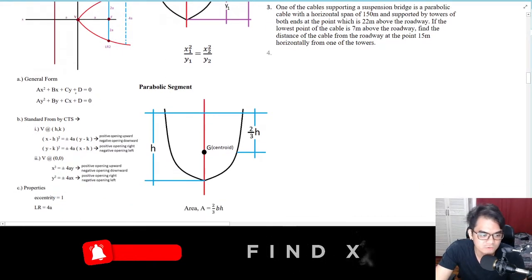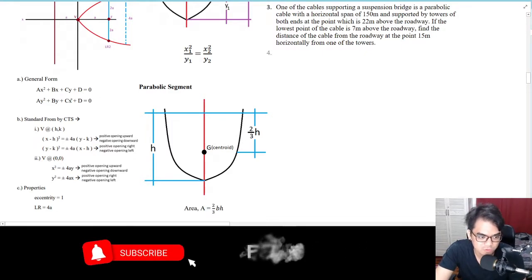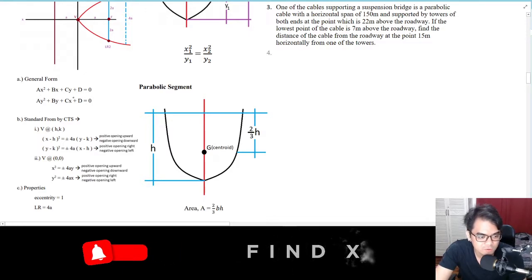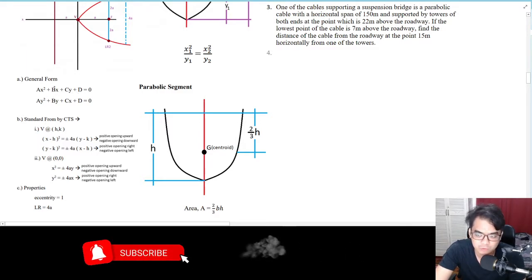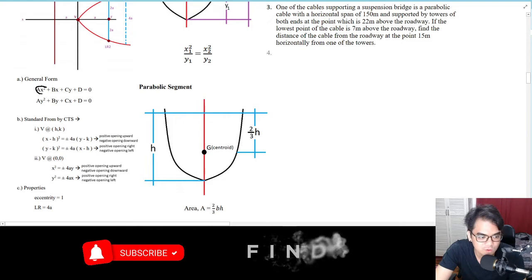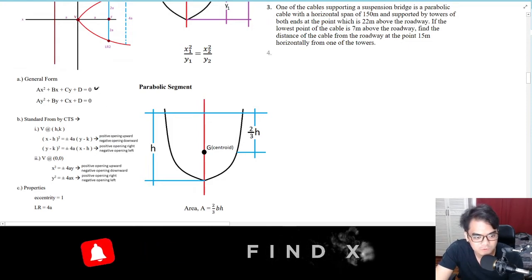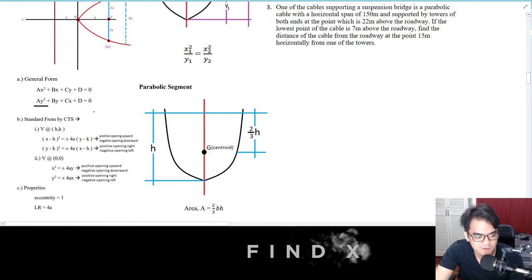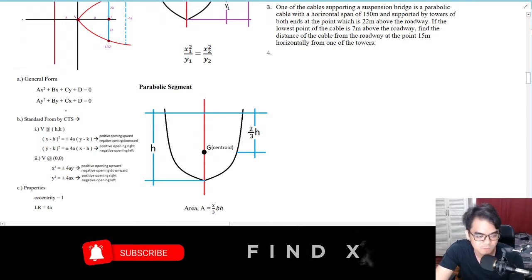Okay, so we have general forms. As I said earlier, the parabola is already a second degree conic, but only one of x and y will be squared, not both of them. For example, the first form is ax squared plus bx plus cy plus d. As you can see, x is already squared, therefore y is no longer squared. The second one is ay squared plus by plus cx plus d equal to 0.